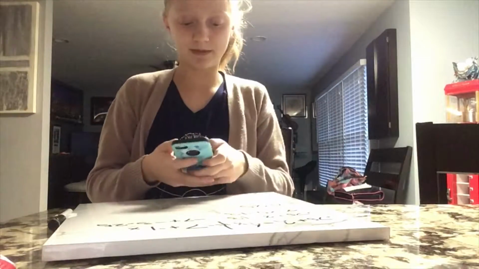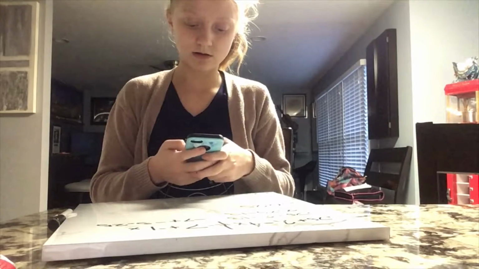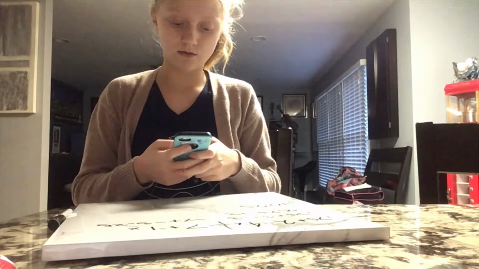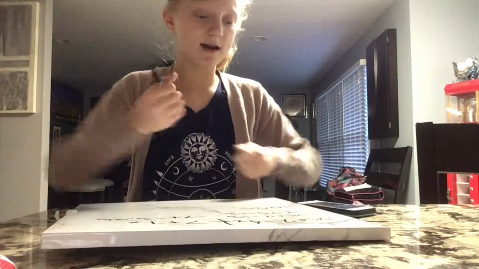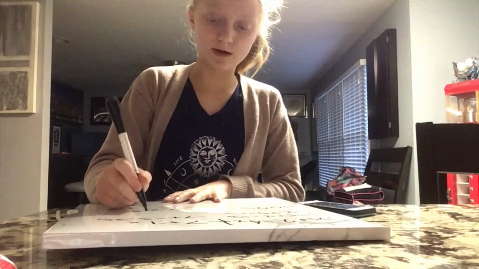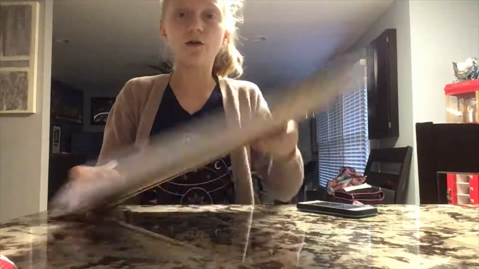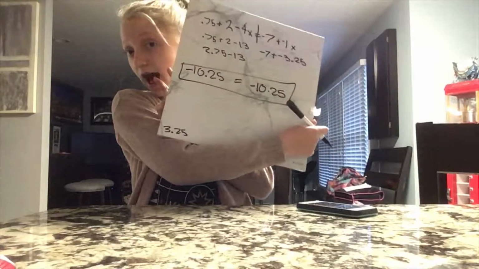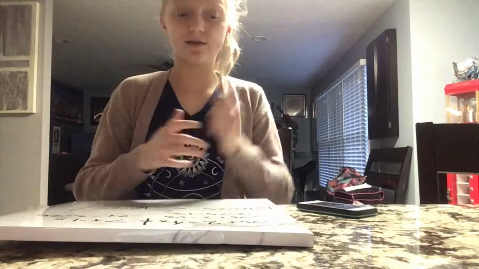So negative 7 plus negative 3.25 equals, hooray, we did it correct, because it equals negative 10.25. And since both sides equal that, we got it correct. And that's good, because that was a big problem.